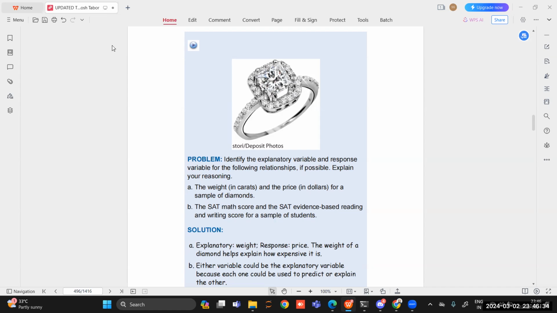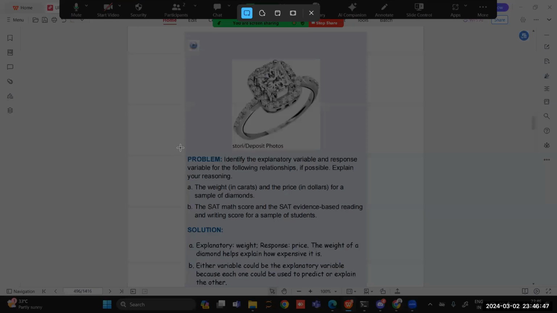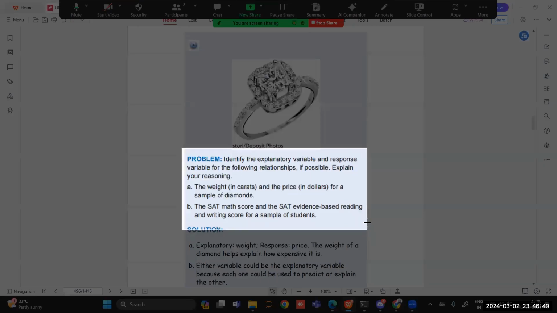Thanks for waiting. I'm back. Okay. So now here you have been given the task to identify the explanatory variable. I'll copy it, and we'll see more examples for this.